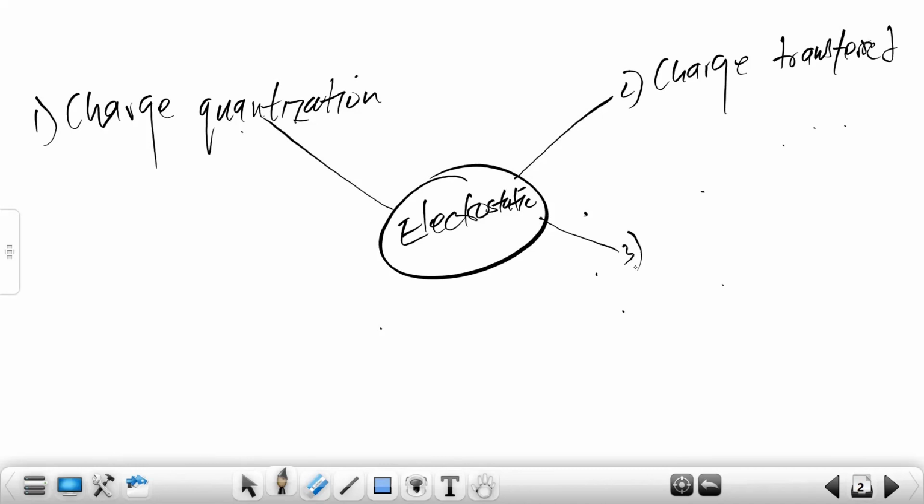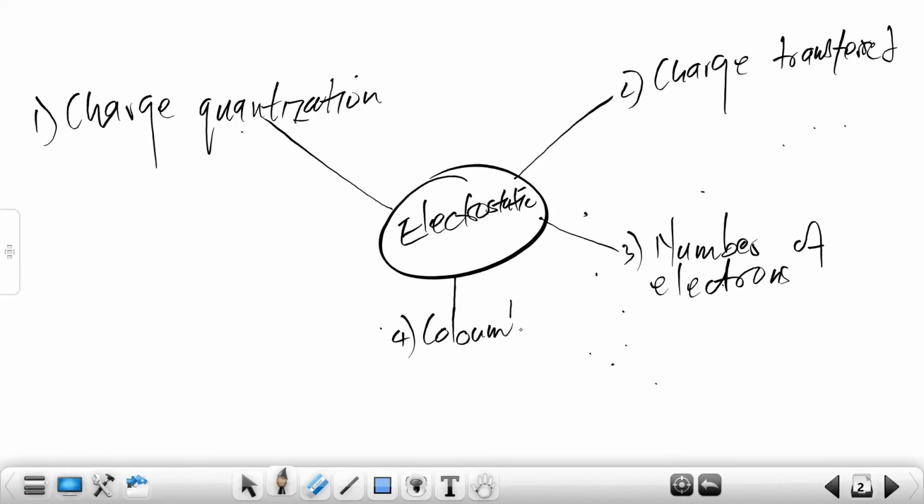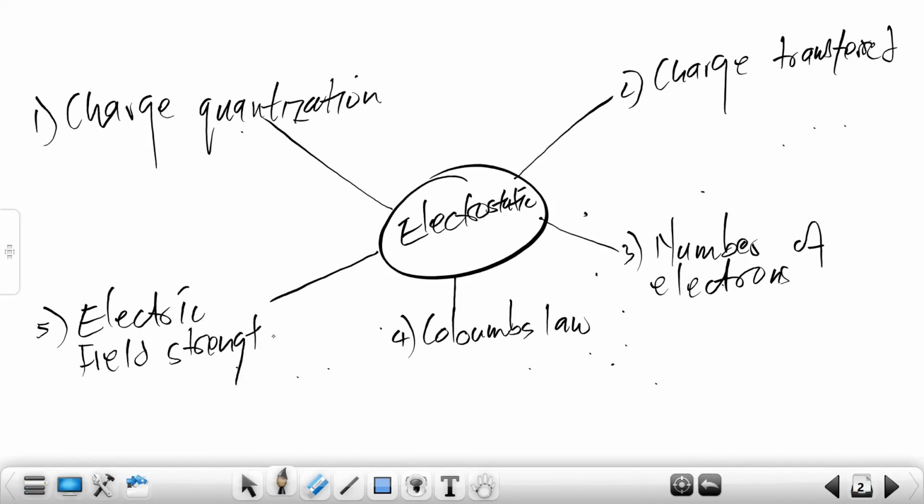Thereafter, link it with the number of electrons. And then after the number of electrons, we obviously have rules that govern everything that we do in specific topics. So we will link all this with what we call Coulomb's law, and then thereafter further extend it to what we call electric field strength. All these are key concepts and key knowledge areas that each and every one of us should understand in detail, because they govern the section of electrostatics.